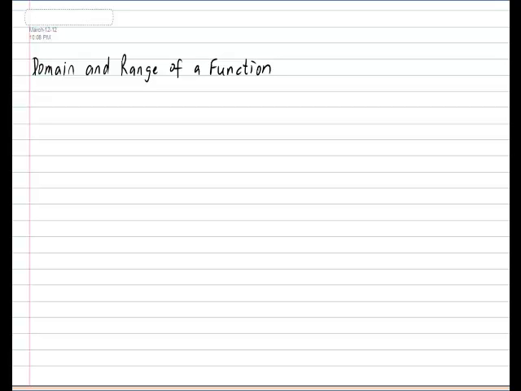Hi everyone. Today we're going to be taking a look at what is meant by the domain and the range of a function. So in your notebook, please put today's subtitle, Domain and Range of a Function.